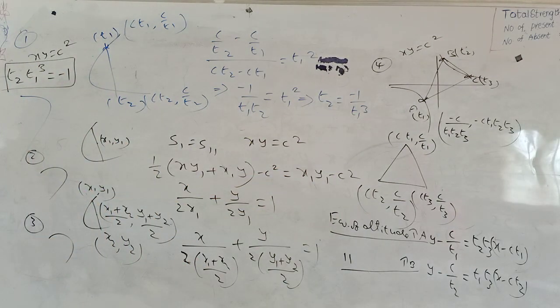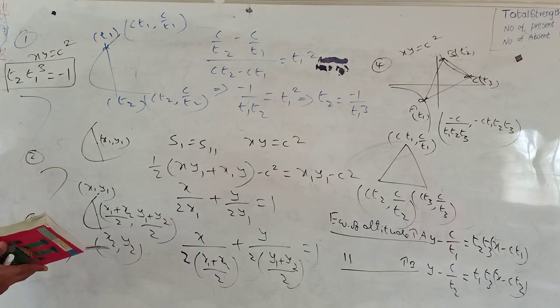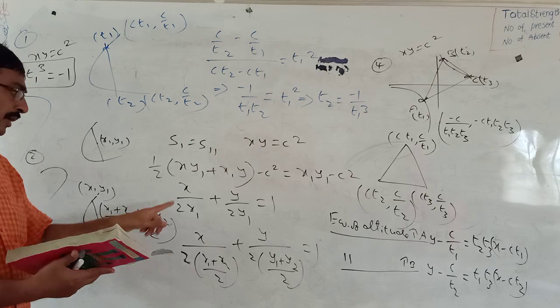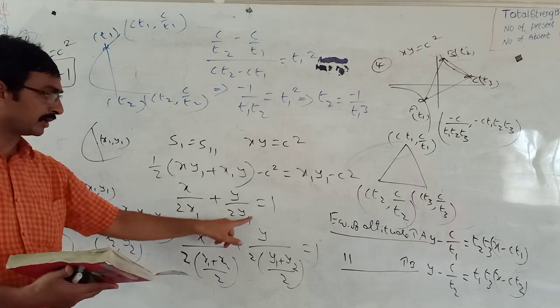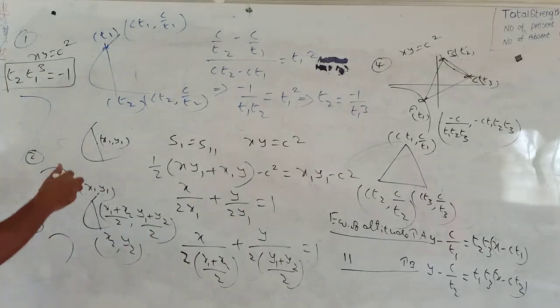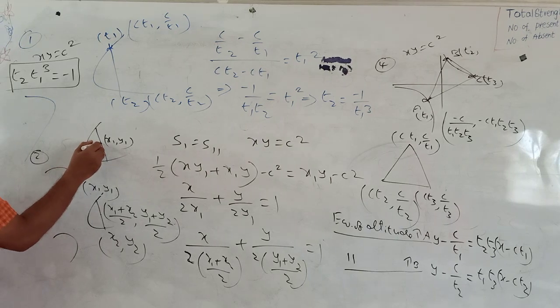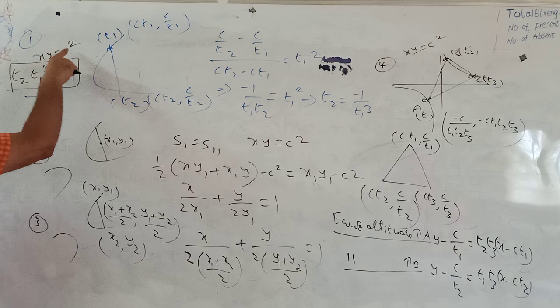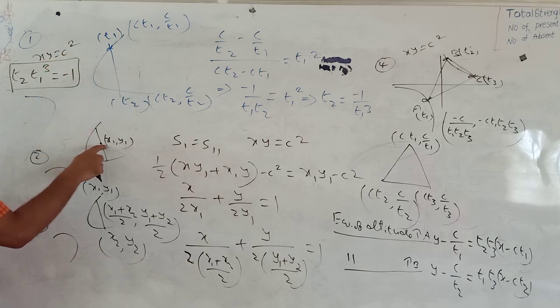Next standard result, see. The equation of the chord having midpoint x1 comma y1 of the rectangular hyperbola xy equal to c square is x by 2x1 plus y by 2y1 equal to 1. See the meaning of that: if the midpoint of the chord of the rectangular hyperbola xy equal to c square is x1 comma y1, then this is the formula.